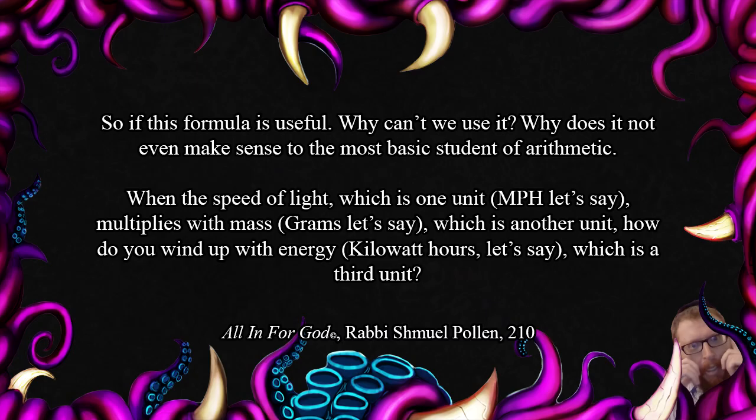When the speed of light, which is 1 unit, mph let's say, multiplies with mass, grams let's say, which is another unit, how do you wind up with energy?